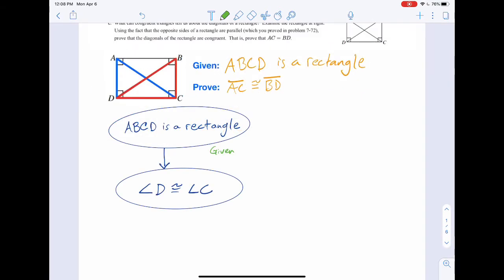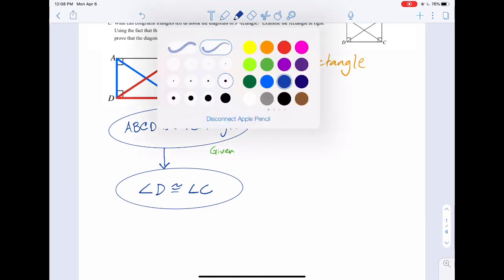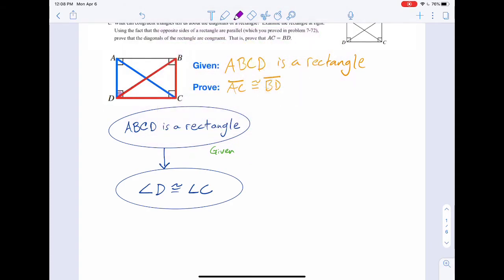So here's the start to my flow chart. As you see, we wrote the given: if ABCD is a rectangle, then angle D is congruent to angle C. So we need to provide justification for that. Why was I able to say that angle D here was congruent to angle C here? We're going to put definition of a rectangle.